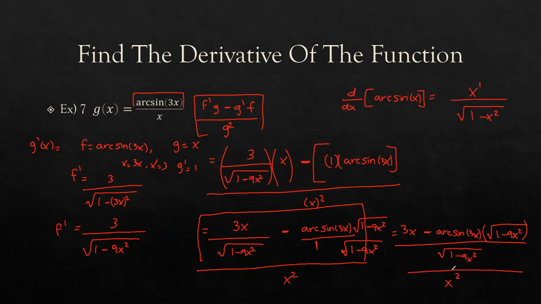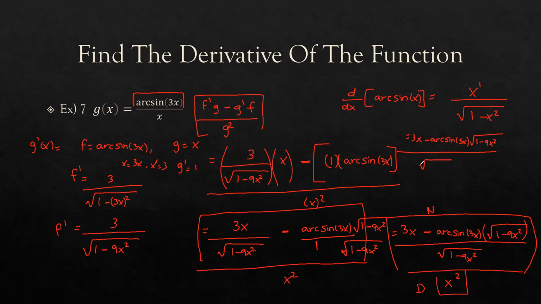Okay, now we have a complex fraction. This whole thing is my numerator, and this whole thing is my denominator. So what we could do is rewrite this as 3x minus arc sin of 3x, times square root of 1 minus 9x squared, over square root of 1 minus 9x squared divided by x squared over 1.